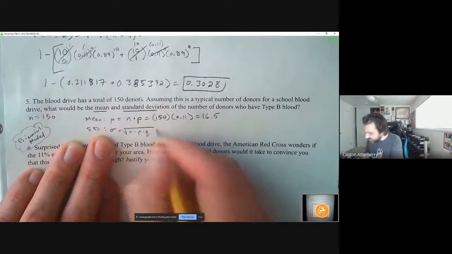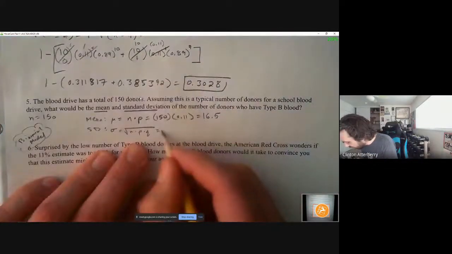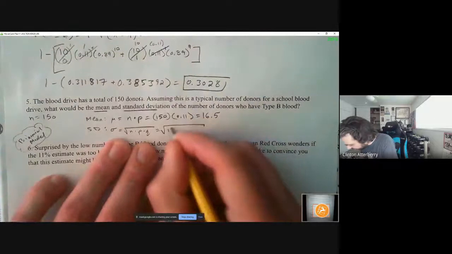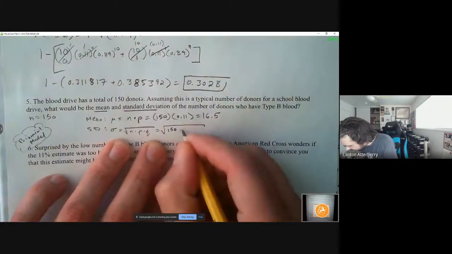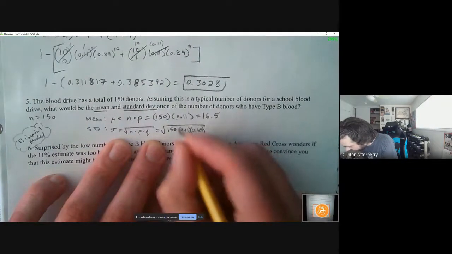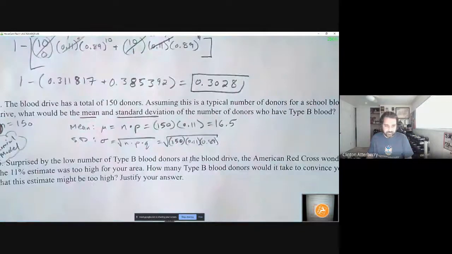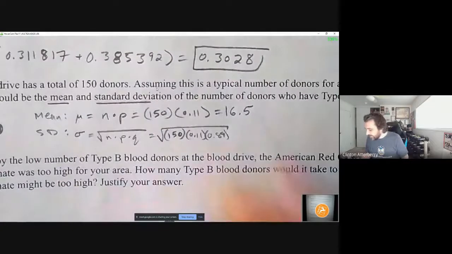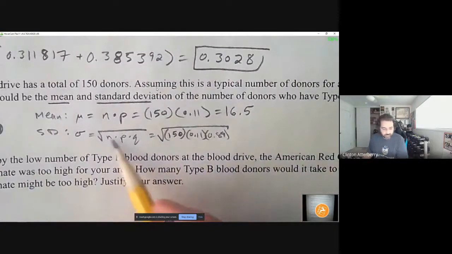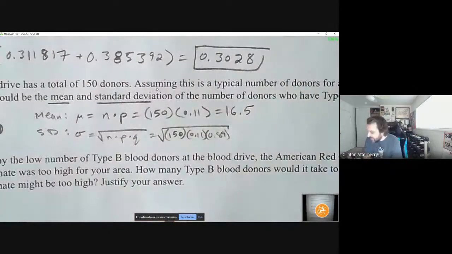So, calculator work. Here we go. Let me type it out. This is what I will type into the calculator: 150, 0.11, 0.89. I'm going to show you on Google's website how to plug that into the calculator. The number of donors, times the probability of success, times the probability of failure, so type B and then not type B.